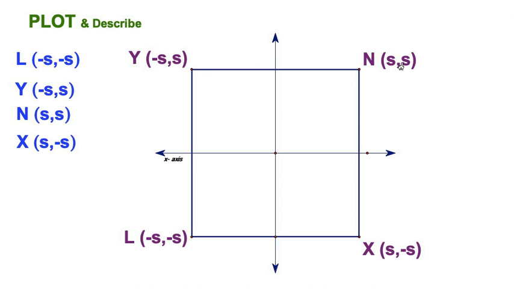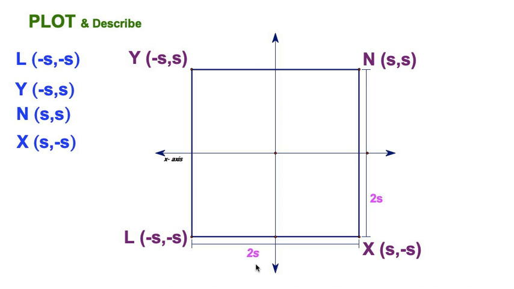Now, let me think of another way to do it. If I was looking at the vertical distance, what is s minus negative s? What is s minus negative s? Anybody? 2s, that's correct. S minus negative s is s plus s. So we know that the distance from here to here is 2s. The distance from here to here is also 2s.